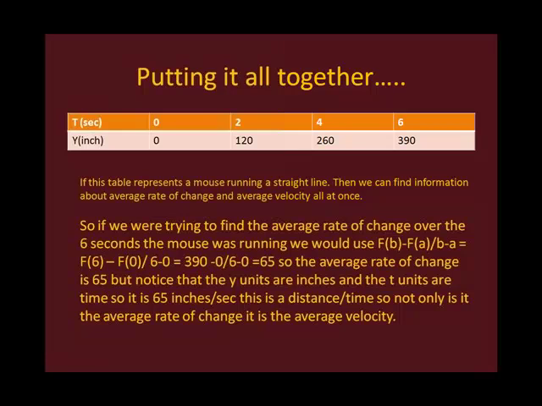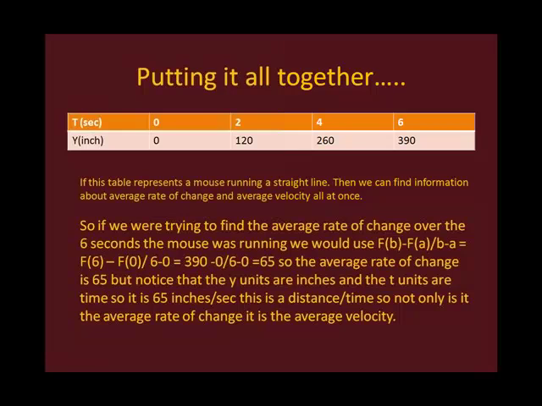After 2 seconds, he's gone 120 inches. After 4 seconds, he's gone 260 inches. And after 6 seconds, he's gone 390 inches. So if we wanted to find the average rate of change over the entire experiment of 6 seconds the mouse was running, we would use our f of b minus f of a over b minus a formula, where our bigger number would be 6, that's the end time, and our smaller number would be 0. So we would be looking for f of 6 minus f of 0 over 6 minus 0. So here, f of 6 is 390, minus f of 0 is 0, divided by 6 minus 0.